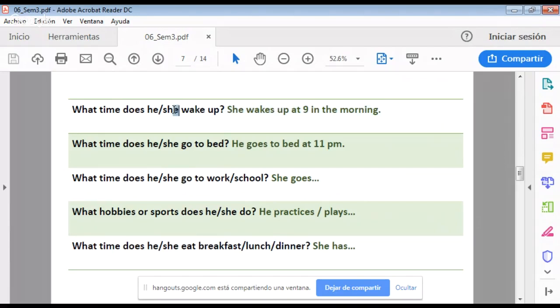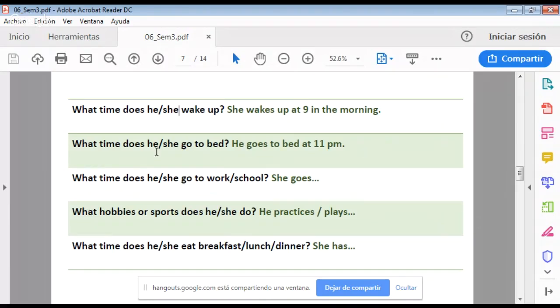Pueden dejarlo así con he or she, con las dos personas, o solamente elegir una. En este caso tendré yo que elegir she y decir, what time does she wake up? She wakes up at 9 in the morning. What time does he wake up? Or does he go to bed? He goes to bed at 11 p.m.